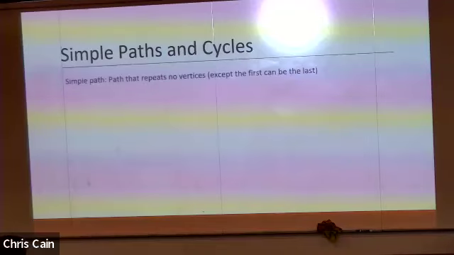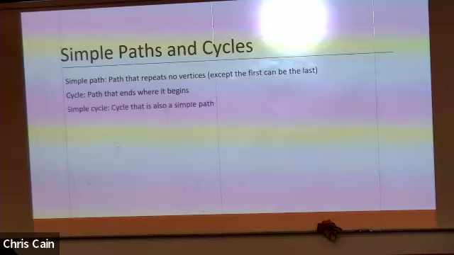A simple path is one that repeats no vertices. The first can be the last. We can redefine cycle now as a path that ends where it begins. But there's also the concept of a simple cycle, which is a cycle that is also a simple path, repeating no vertices.